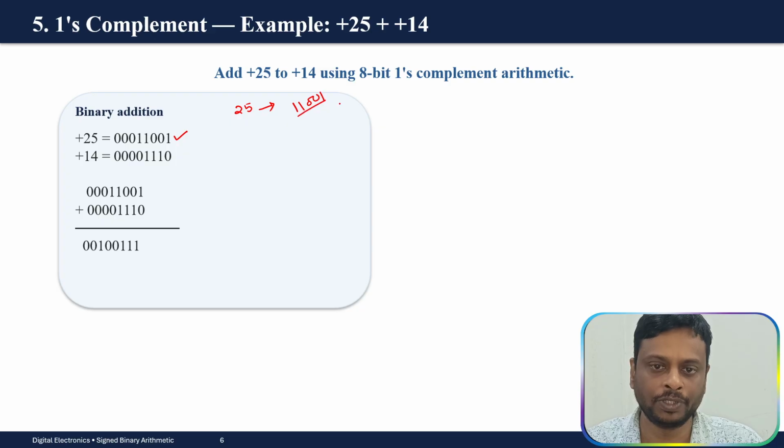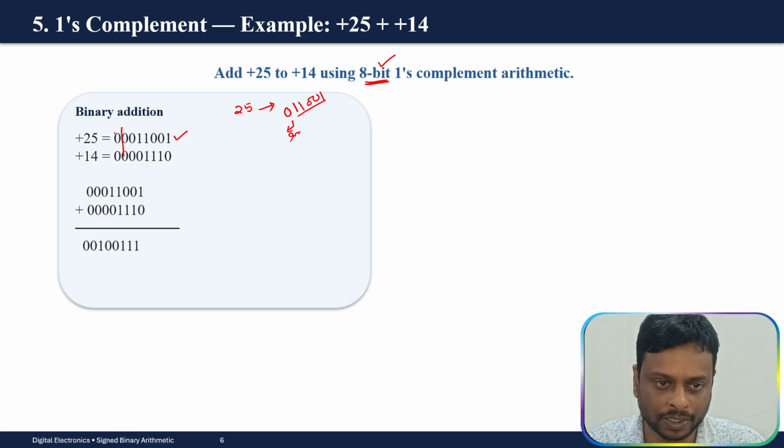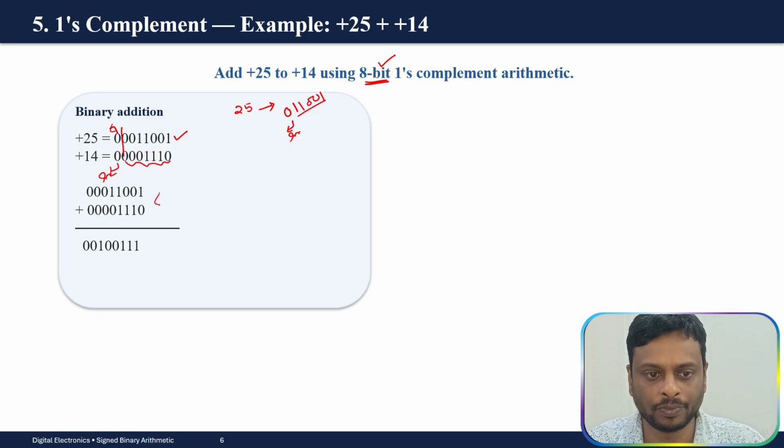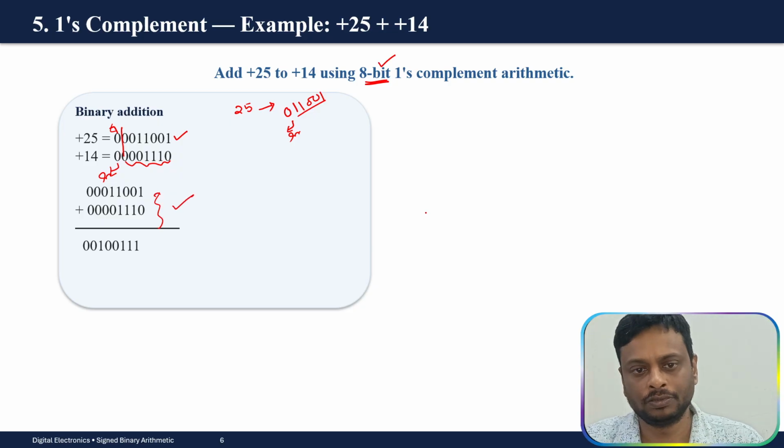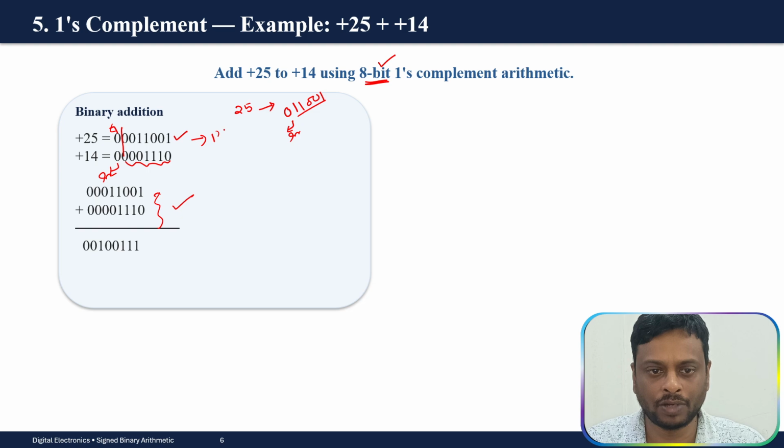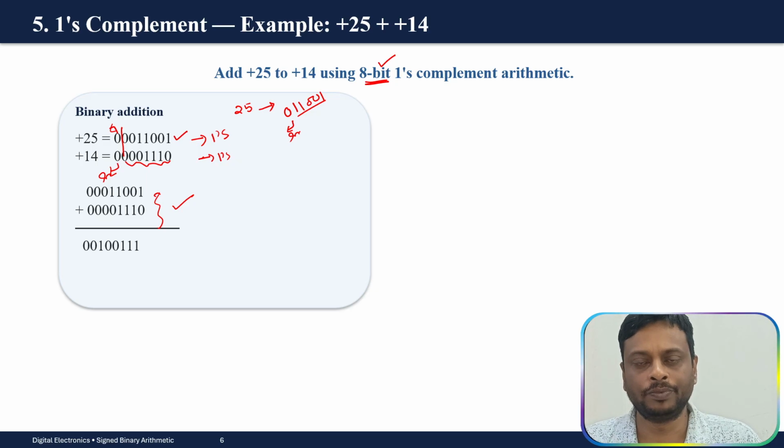Because the question is given as 8-bit, we are appending two zeros. If the question is not giving 8-bit, then you can have the sign bit here. Similarly for +14, these are the magnitude bits and this is the sign bit. Both numbers should be added. These are in 1's complement, because a positive number in 1's complement form is the same as the sign magnitude form of that positive number.